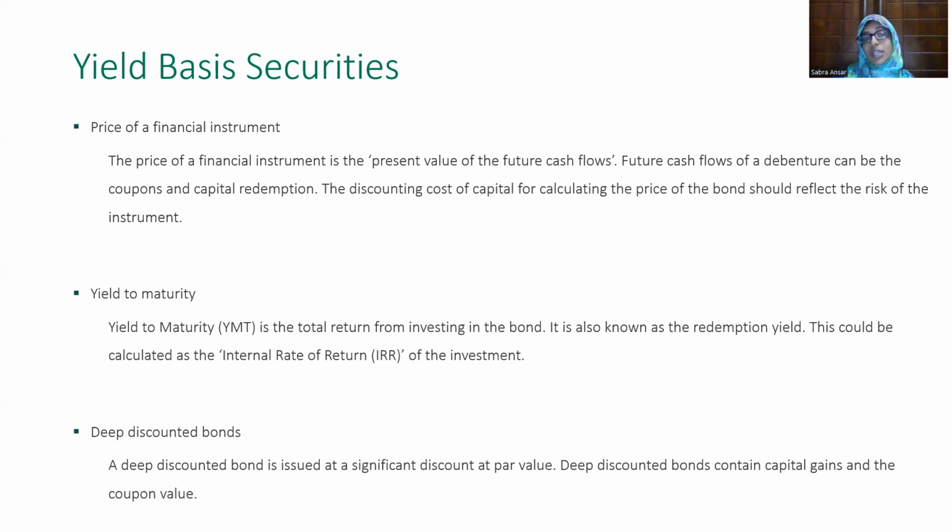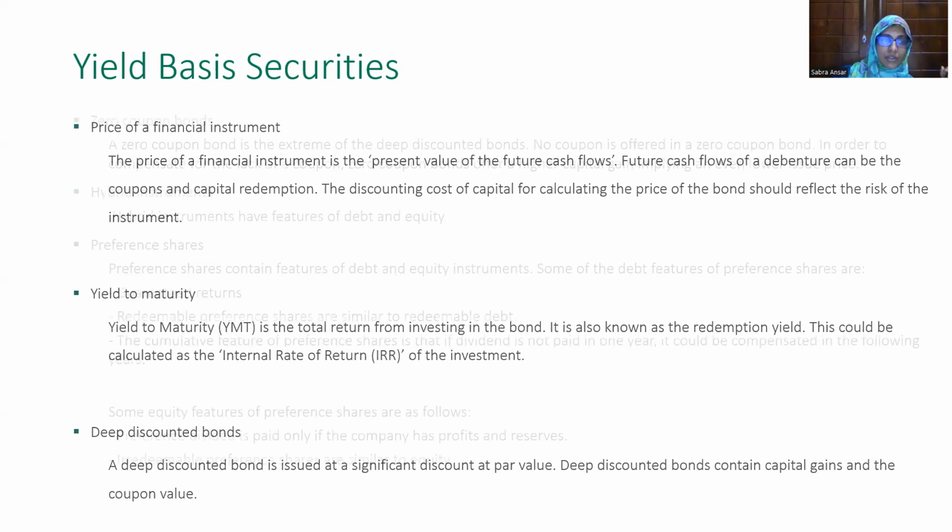Okay, now what are deep discount bonds? A deep discount bond is issued at a significant discount to par value, and deep discount bonds contain capital gains and the coupon value.